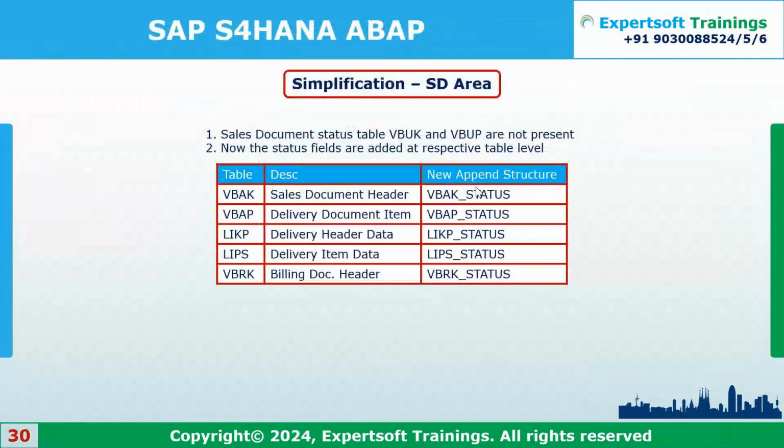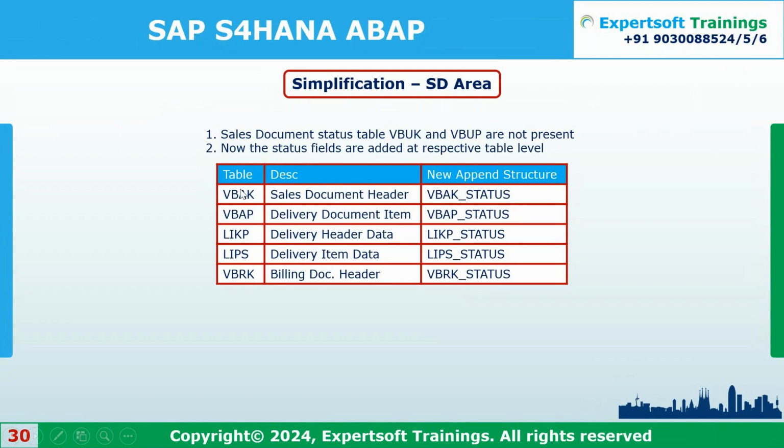Earlier, for sales we had multiple tables: VBAK, VBAP, LIKP, LIPS, VBRK. You will be wondering why these names are there. These are all German names, not Indian names, because SAP is a German product, developed by German people, so they gave these types of names.